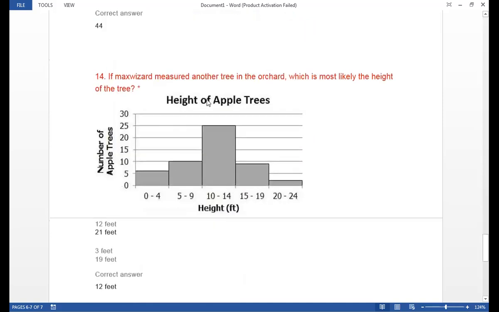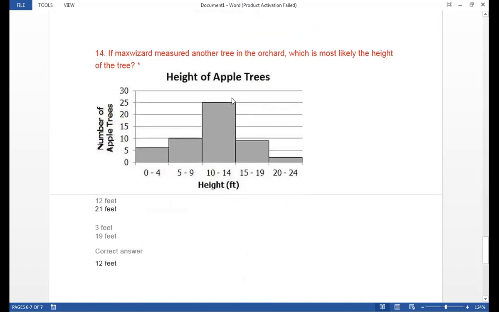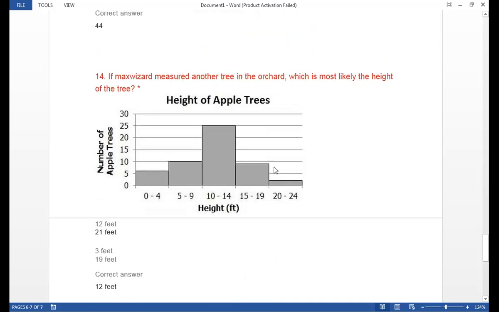Another question: if Max Wizard measured another tree in the orchard, which is most likely to be the height of the tree? Now here, consider how this graph looks. What range do you think has the highest number of trees? You realize that it is 10 to 14. The frequency for 10 to 14 is 25, and that is the highest, and that happens to be the most common one.